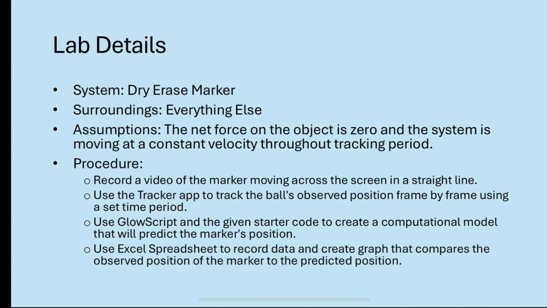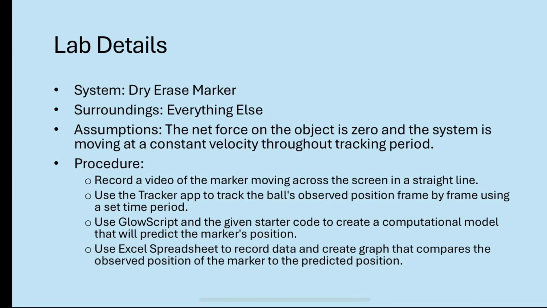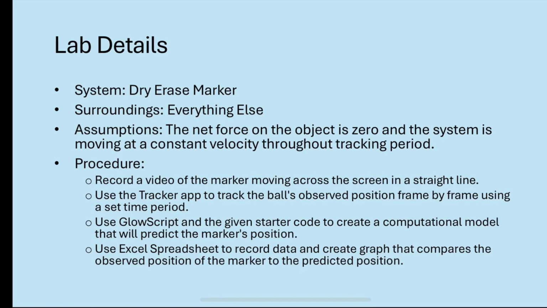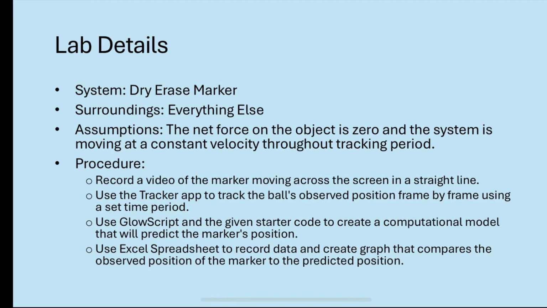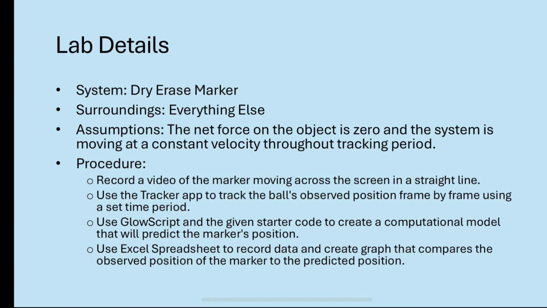A few lab details. The system for my lab was the dry erase marker. The surroundings were everything else. A few assumptions that were made were that the net force on the object is 0 and that the system is moving at a constant velocity throughout the tracking period.